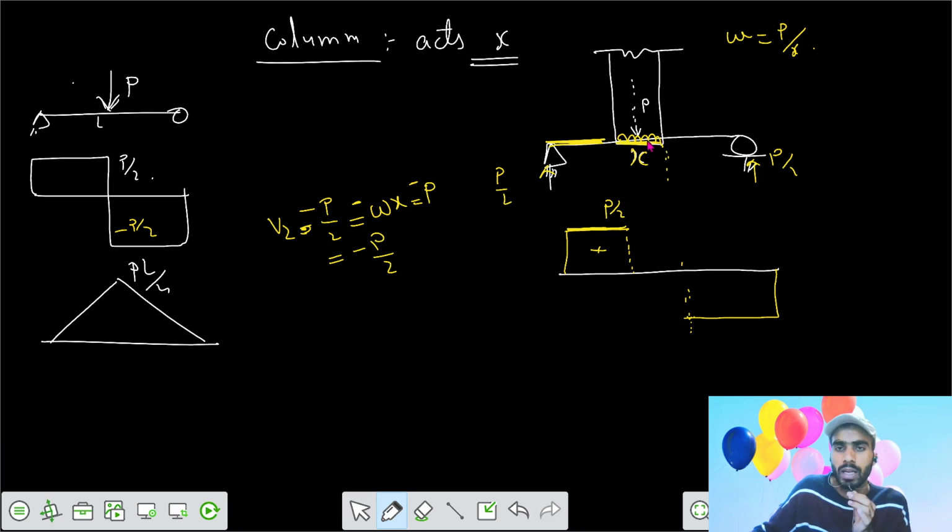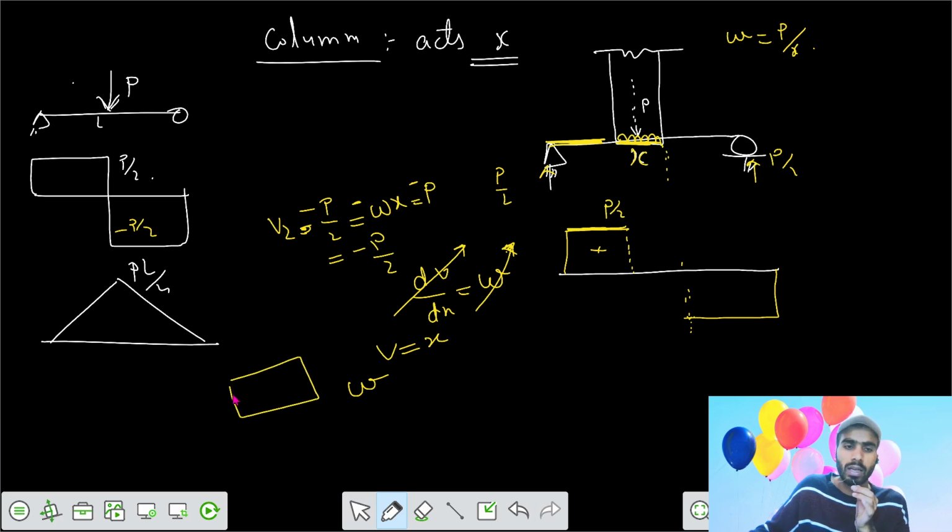But in this part there is a UDL intensity. We have dV by dx equals W. If your loading intensity has a constant value, that means your shear force diagram is a linear function of x. Your loading intensity is not a function of x, but your shear is a function of x. So we have to join the two by a straight line. So this is your final shear force diagram.